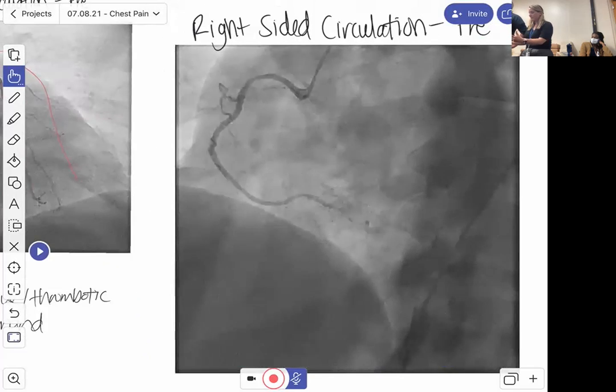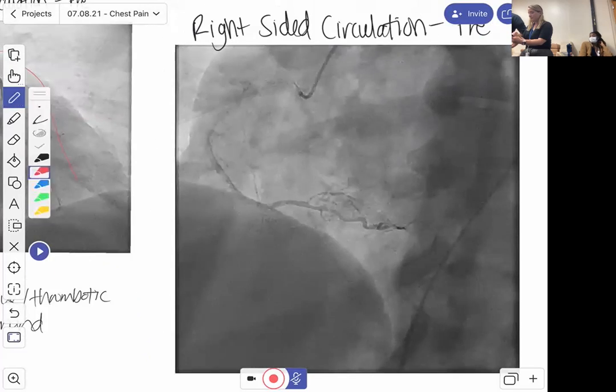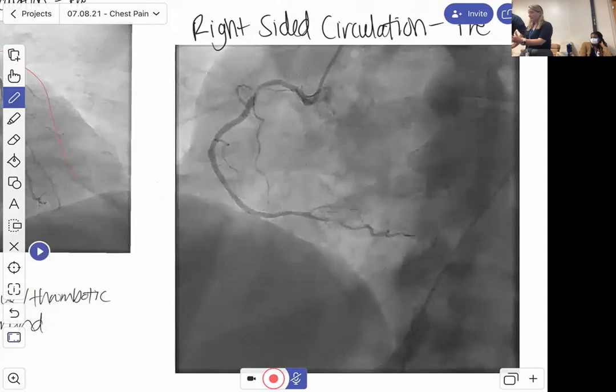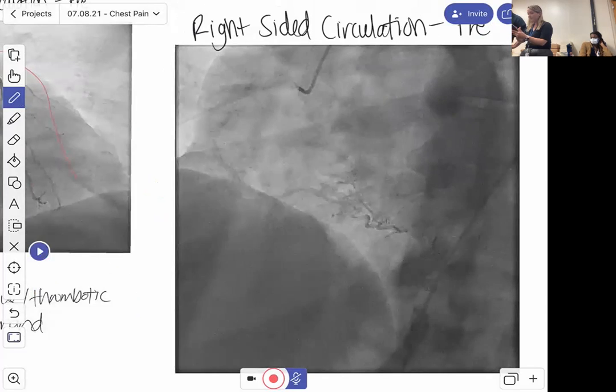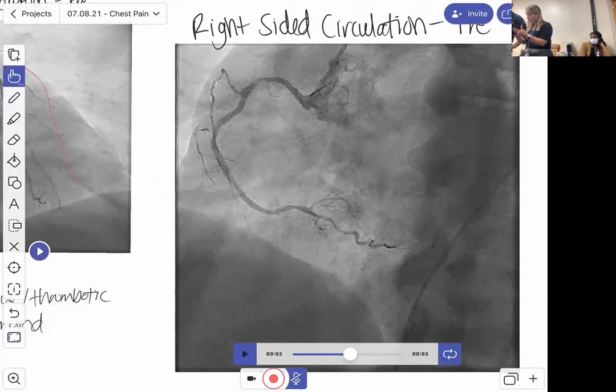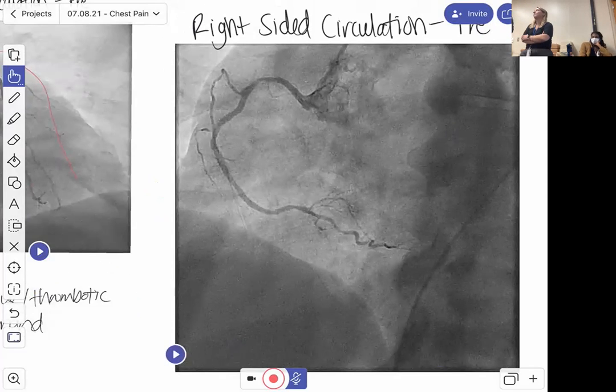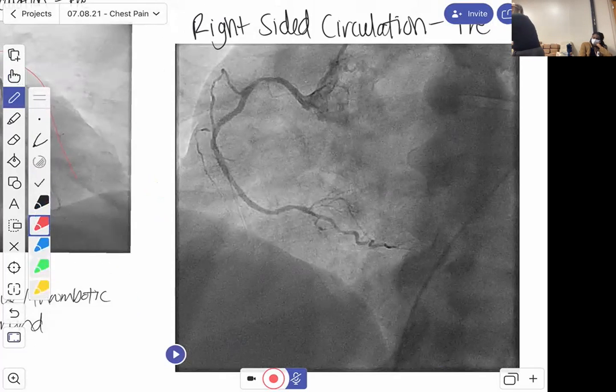And so in this particular picture, pause it in the middle again. I want to just show you one thing. There's a little bit of disease in the proximal portion of that vessel. This vessel at the distal end, so towards the end here, is the PDA, okay?